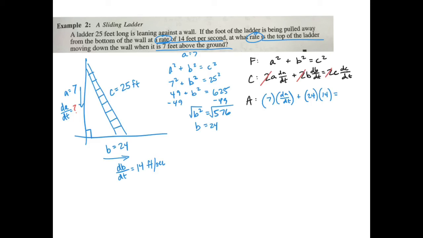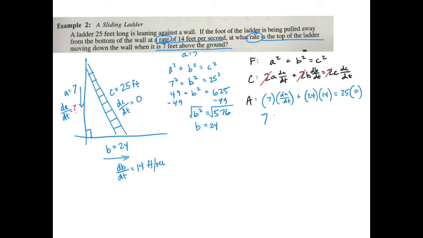C is 25. Oh, I never talked about dC dt. Holy cow, the rate at which our hypotenuse is changing. Well, unless this is a magic ladder or one of those telescoping ladders, our ladder is not changing size, so dC dt would be 0. There we go. Now everything's plugged in, and I can totally solve for dA dt.